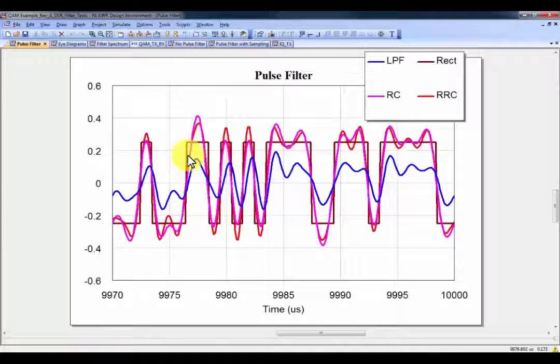And so if you imagine that you're a receiver, what you're going to do is see these waveforms coming in, and you're going to be sampling. And what you'd like to do is sample at the right point so that when it's high, you get a high value or a 1, and when it's low, you get a low value or a 0.